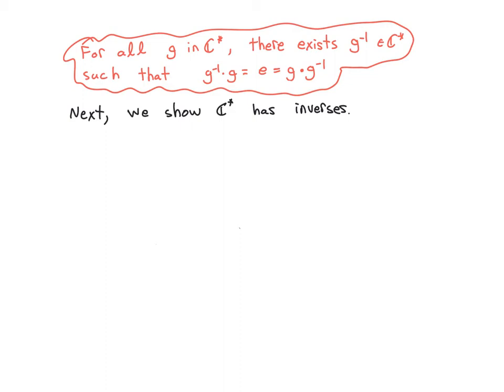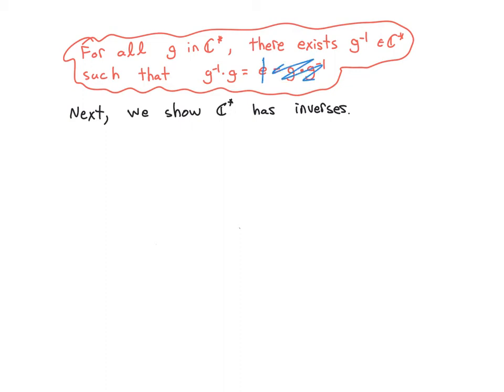Next, we show that you have inverses. So what does that mean? Well, this is a reminder to ourselves. For every element g, you can find a g inverse, such that when you multiply by g inverse, you get the identity. In our context, this identity was 1.